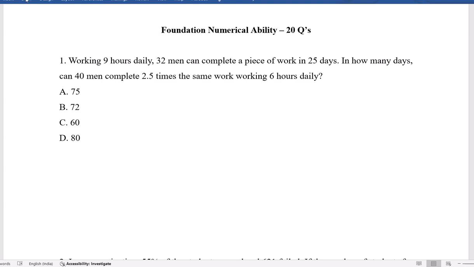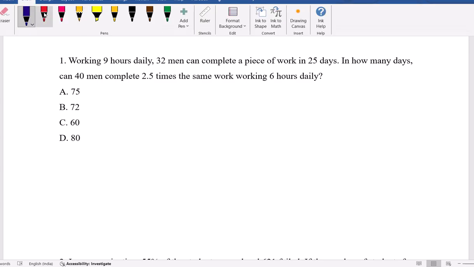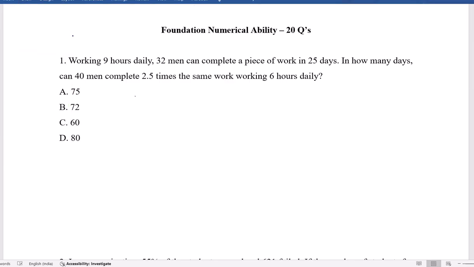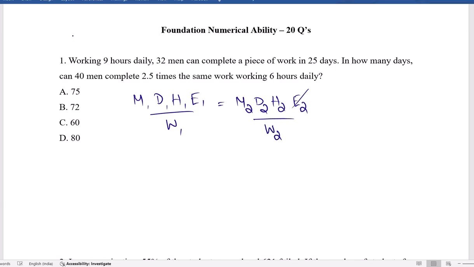Yeah, let us see about this first question related to time and work topic. Chain rule concept. How many members, how many days, how many hours, what is the efficiency and what is the work done? Chain rule in time and work concept. In this question, efficiency they are not discussing. We can ignore E value here. Yeah, E can be ignored.